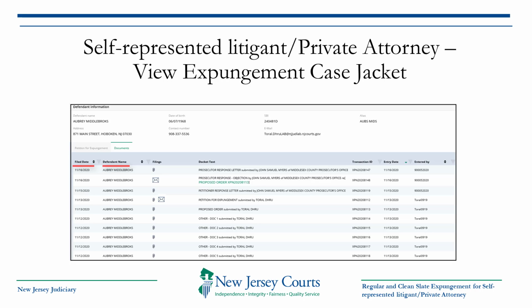Defendant name is the name of the defendant whose petition is filed. Filings displays a paperclip of the PDF document attached to the entry and may also display an envelope icon if there is an electronic copy of an email. Docket text is the description of the action or event initiated by various users. Transaction ID is the unique system-generated identifier for the event. Entry date is the date the entry was created. Entered by displays the user who initiates the action.